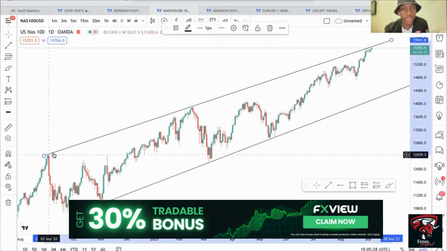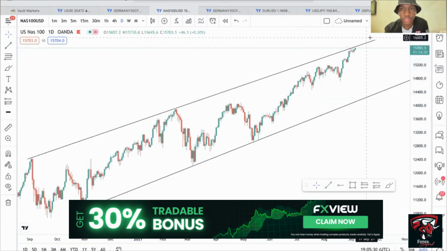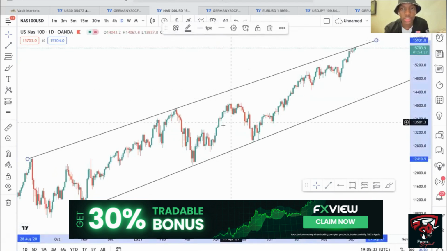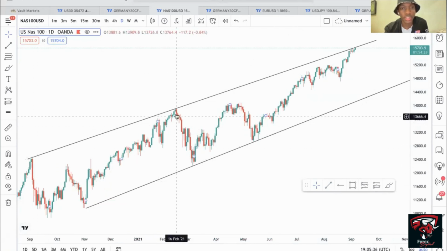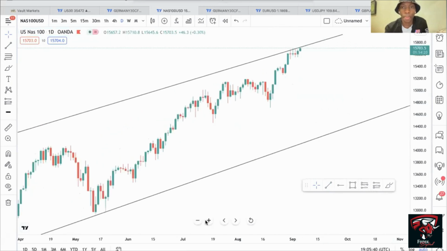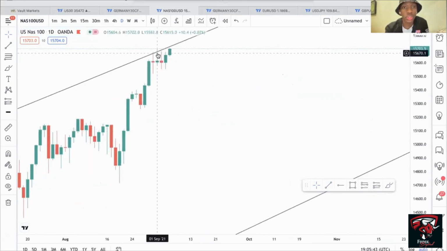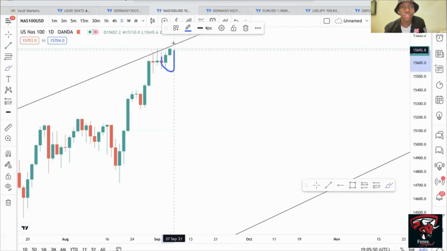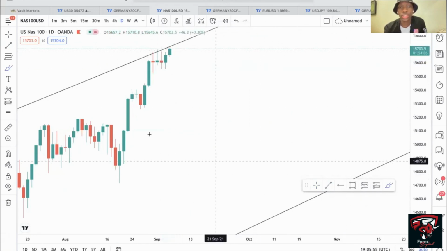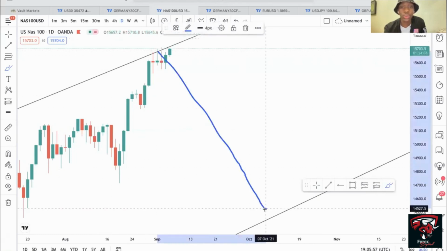The reason why I say that is because look, guys, first touch there, second. First touch over here, second touch over there. NAS is being funny. And third touch right here, guys, and look at our third touch. We've been closing with dojis, reverse spinning tops, but it's not dropping. I don't know why these two candlesticks are bullish. These two candlesticks are supposed to be bearish.